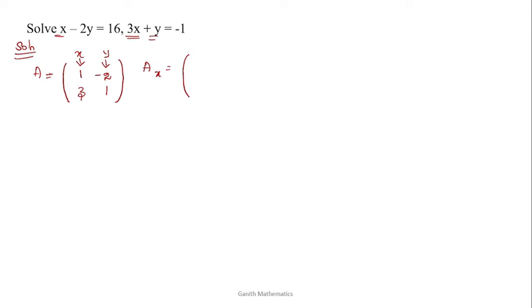Ax is nothing but the coefficient of x must be replaced by the constant which is given in the equation. So that is 16 and minus 1. The other variable y stays as it is in A. So it is minus 2 and 1. Next is Ay. Ay is nothing but 1, 2, 1, 3, which is given as the coefficient of x, same as it is.